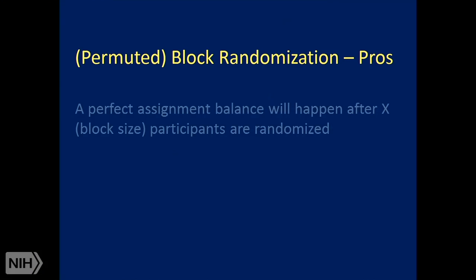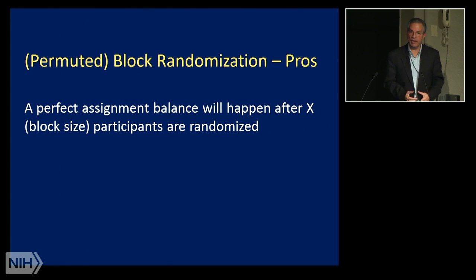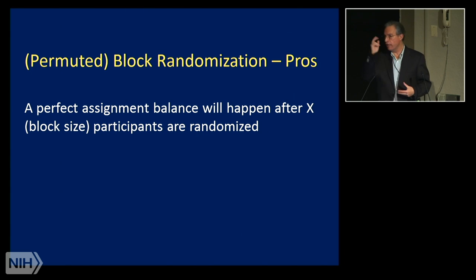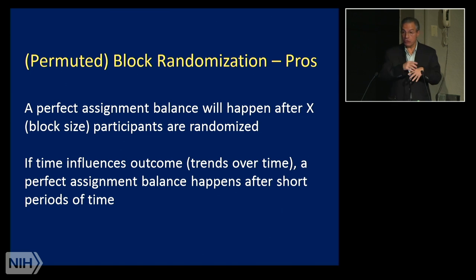So, what are the pros? A perfect assignment balance will happen after X block size participants are randomized. We are guaranteeing that after 4, we're going to have 2 and 2. We're just guaranteeing it. And if time influences outcome, if there is a trend over time, a perfect assignment balance happens after a short period of time.